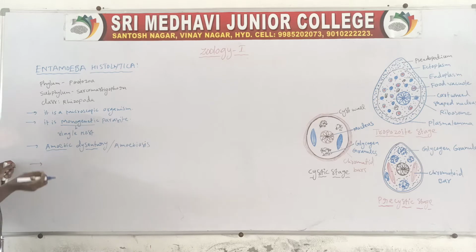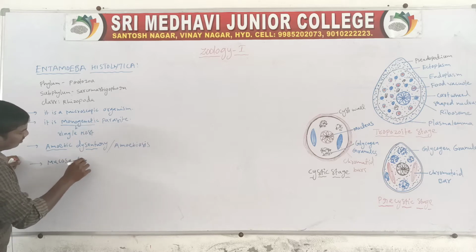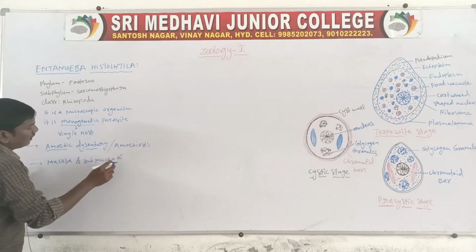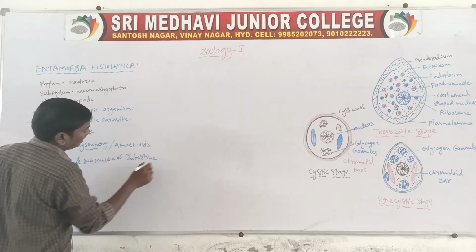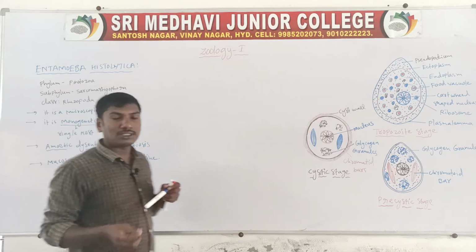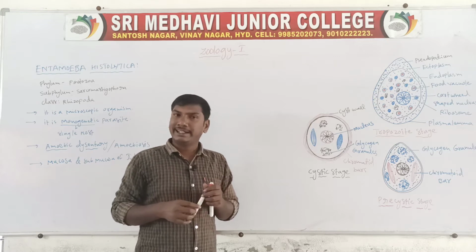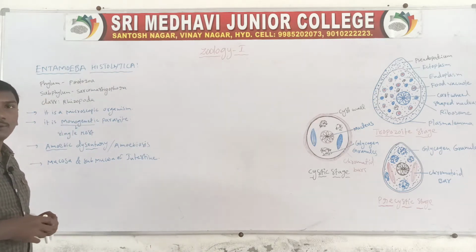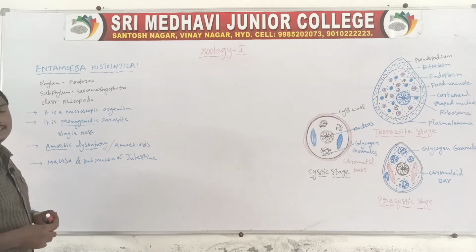They live in the mucosa and submucosa of the large intestine. The intestinal wall contains mucosa, submucosa and muscularis, which are the layers, the membranes of the intestine. They live in the mucosa and submucosa of the large intestine, causing amoebic dysentery.